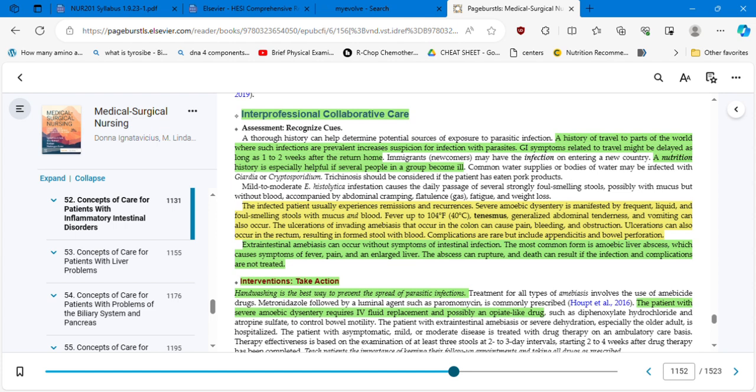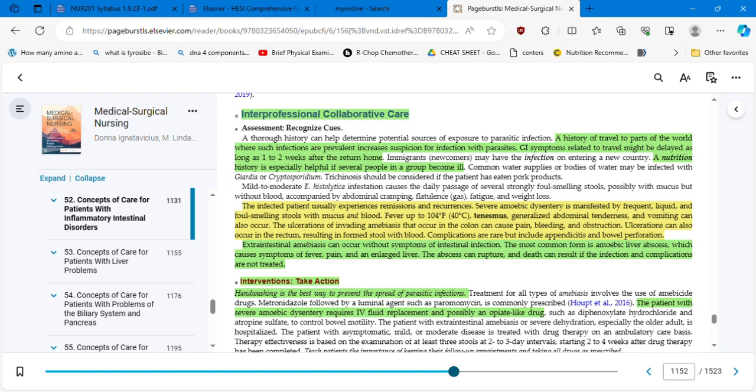Severe amoebic dysentery is manifested by frequent liquid and foul-smelling stools with mucus and blood. Wow, it's a good amount of symptoms together. Frequent liquid and foul-smelling stools with mucus and blood. Fever up to 104. It's no joke. This is a very high fever.